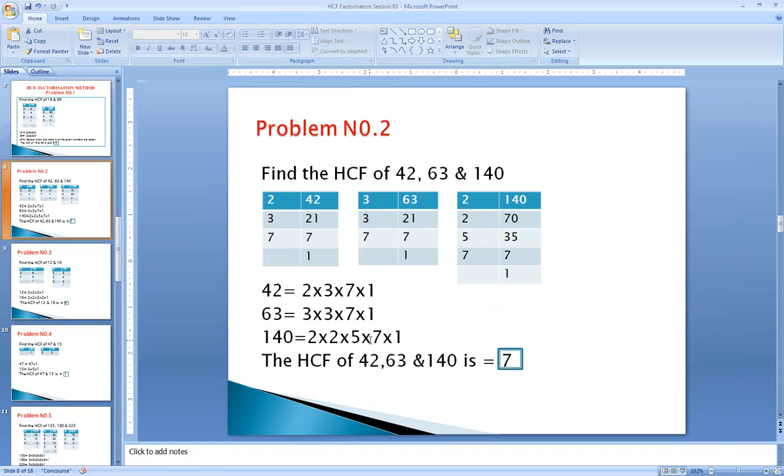5 is not there in the above 2 cases. 1 is also there. We can take 7 and 1. The product of 7 into 1, that is only for 1 time in all the cases, so we should take only 1 time. The HCF of 42, 63 and 140 is 7 into 1, which is nothing but 7.